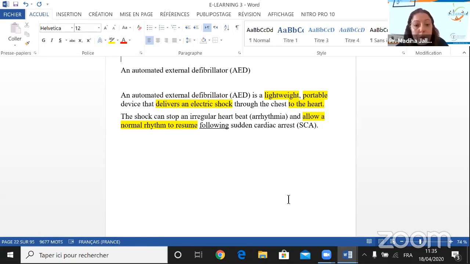Here, let's focus on the following. I want to explain the meaning of following in: allow a normal rhythm to resume following sudden cardiac arrest. Following. Say following an accident, following a cardiac arrest, following an operation.